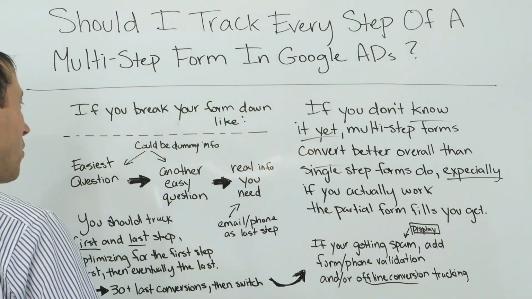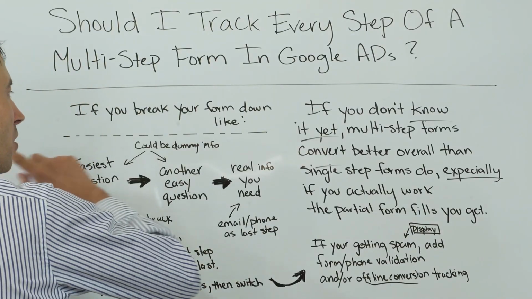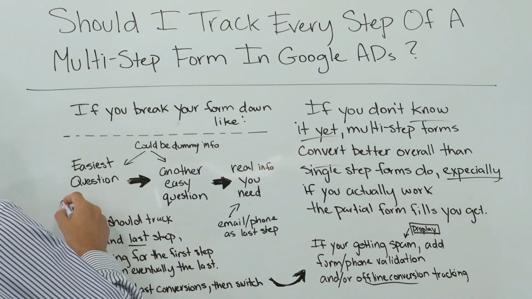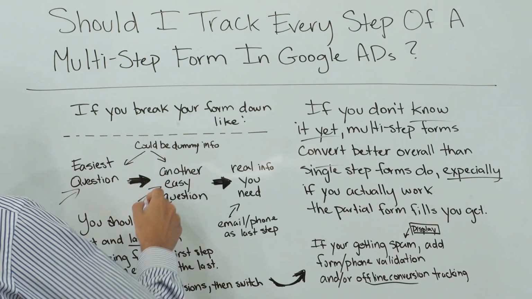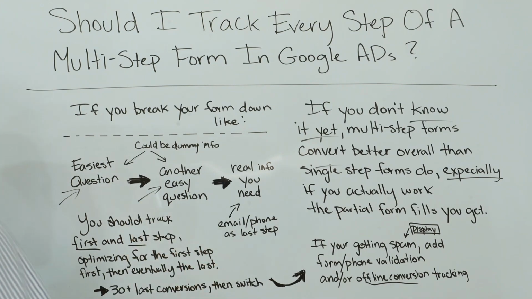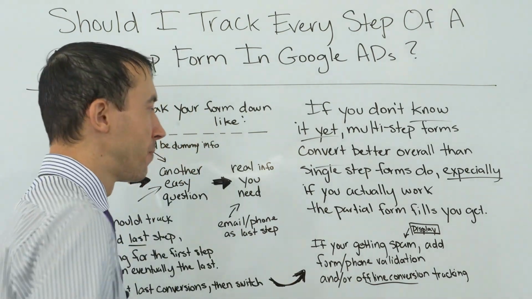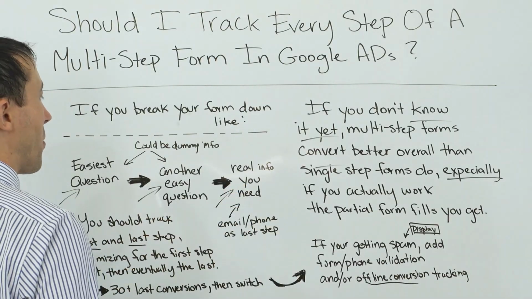So that's another thing to consider if you are running a PPC campaign right now, which you probably are if you're watching this video. Now, with that said, if you break down your multi-step form, what you typically want to do is ask your easiest question up front. Then you're going to have another easy question that's slightly harder to kind of get them acclimated to the process of filling out a form. And then you're going to ask the info that you really need on like the third step of the process.